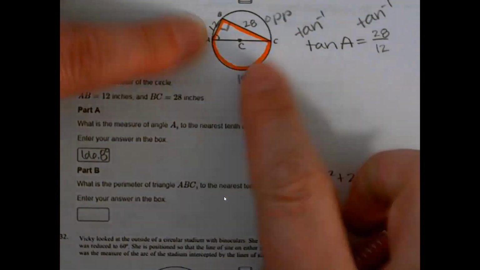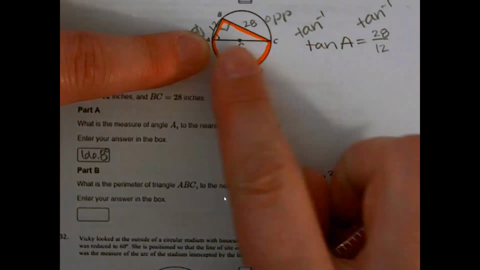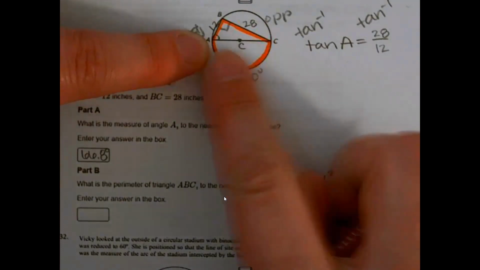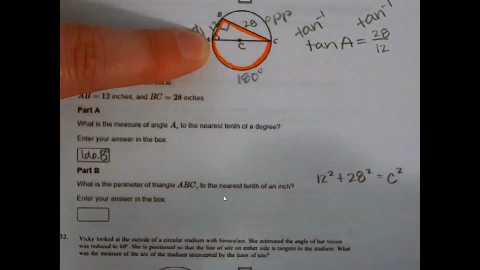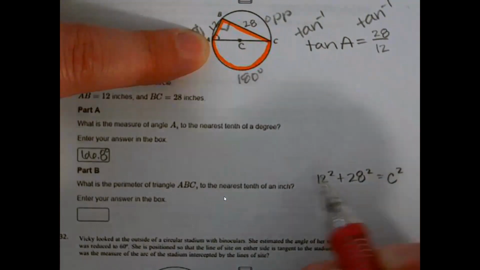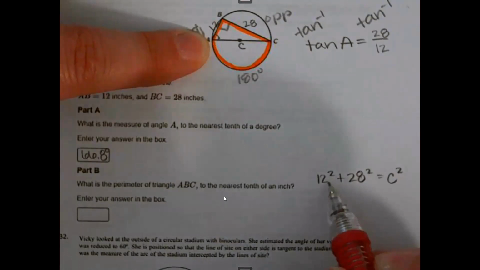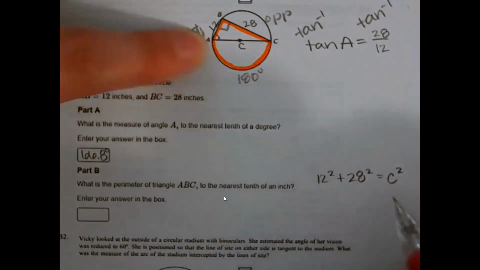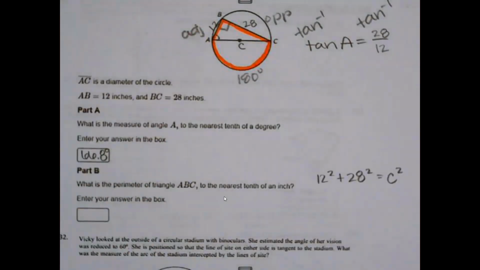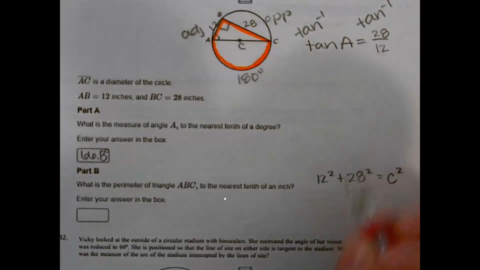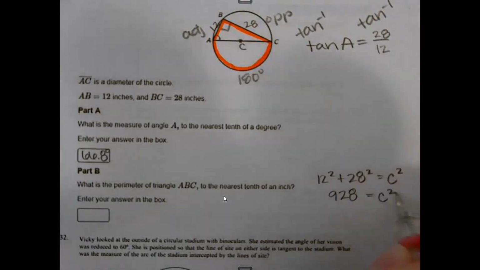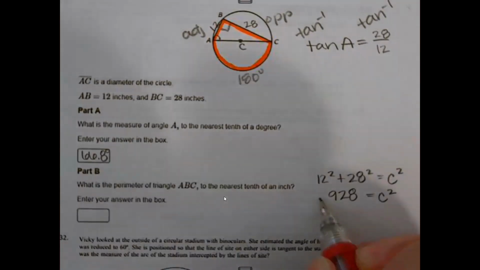Okay, so Hannah helped us out. She said that the diameter is the C side, it's the hypotenuse. And so if we're doing the Pythagorean theorem to find the missing side, because this is a right triangle, we would have 12 squared plus 28 squared equals C squared. So we can do the math on that. 12 squared plus 28 squared. I got 928. Is that what you guys got? Okay. And then what'd you guys get for C?